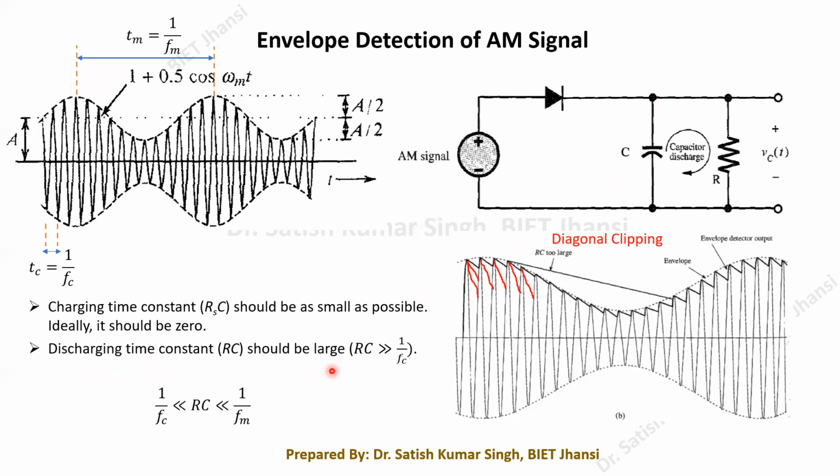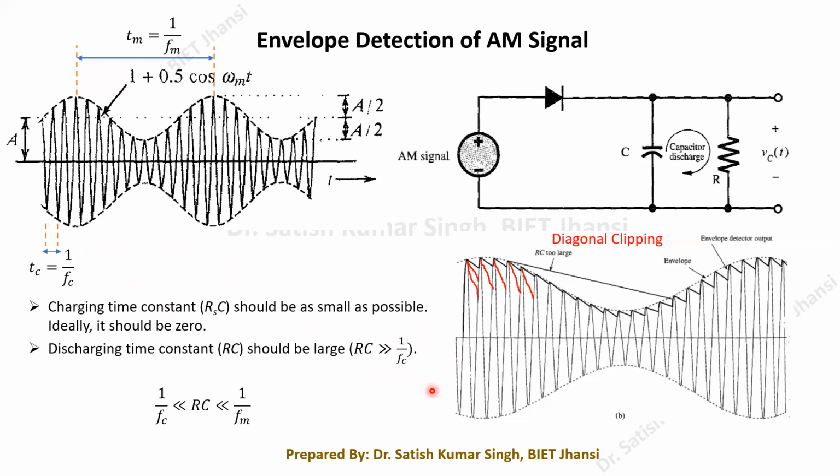Here we have written one condition: the RC product. RC means the discharging time constant, R into C. This value should be much larger than 1 upon fc. What is 1 upon fc? 1 upon fc is nothing but the time period of our carrier. So RC should be much larger than that.